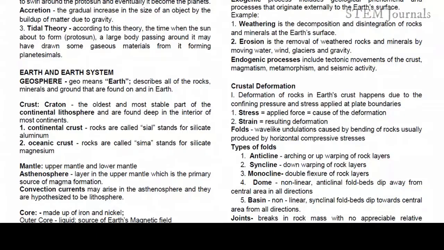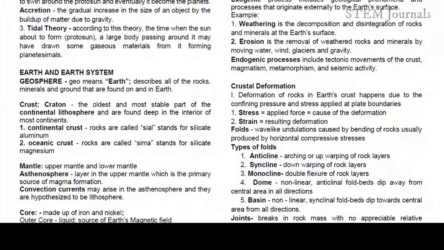Continental crust is also called SIAL, which stands for silicate and aluminum. Those are the two prevailing elements or materials that we can find in a continental crust. Aside from that, we have the oceanic crust, also called SIMA, which stands for silicate and magnesium. The oceanic crust is denser and heavier compared to the continental crust.